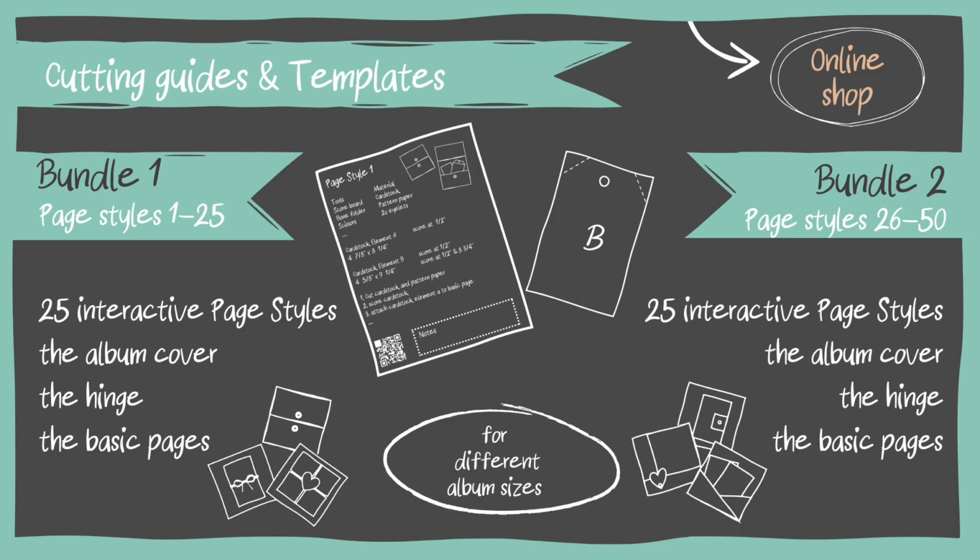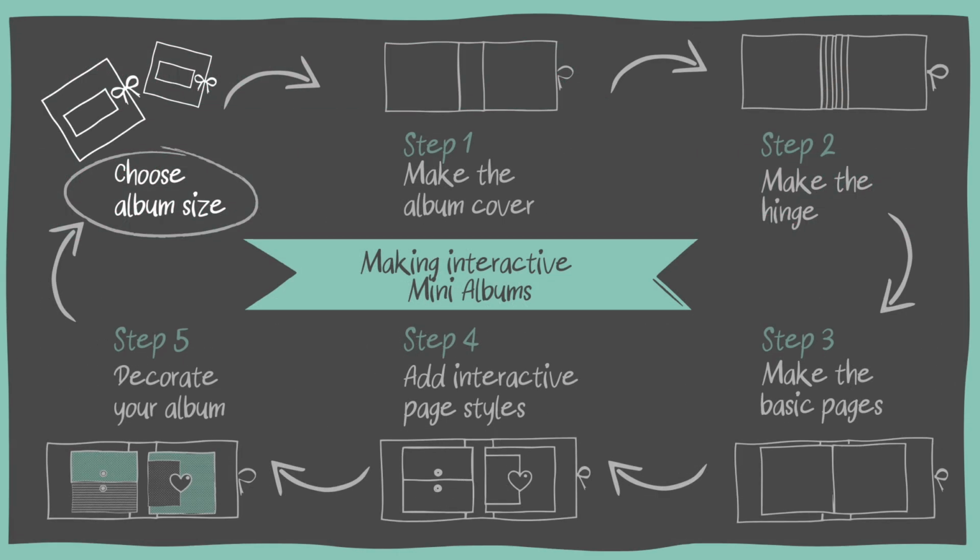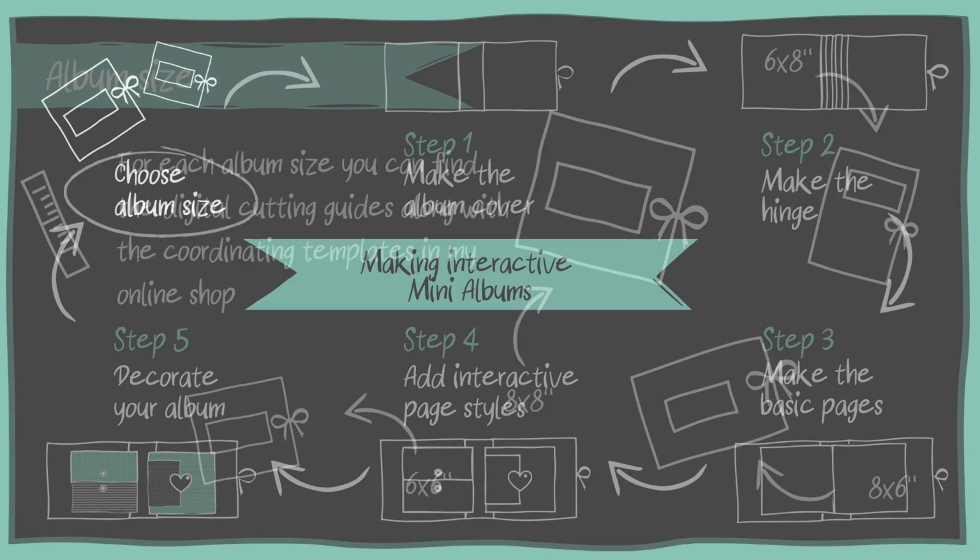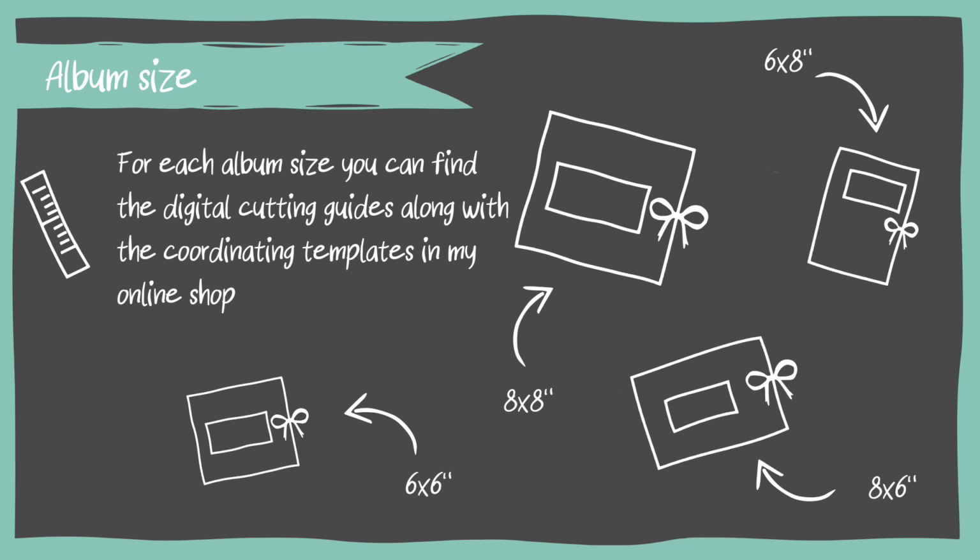And as you can see on the bottom here right now, these bundles are also available for different album sizes. And with this being said, let's go back to the illustration of the different steps of making an album. Because before you start with making the album cover, you would of course need to choose your album size first. And for now, you can get both bundles for albums in the size either 6x6 or 8x8 inches. And in centimeters, this would be 15 by 15 centimeters or 21 by 21 centimeters.